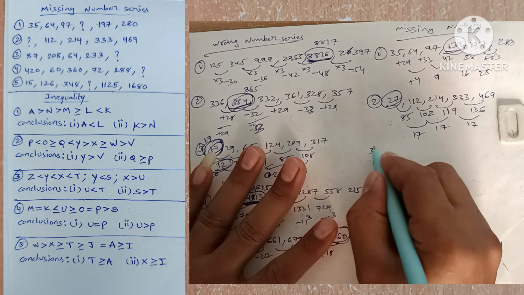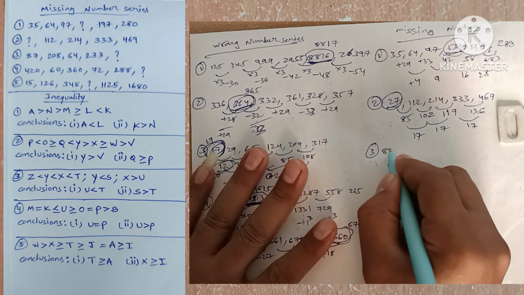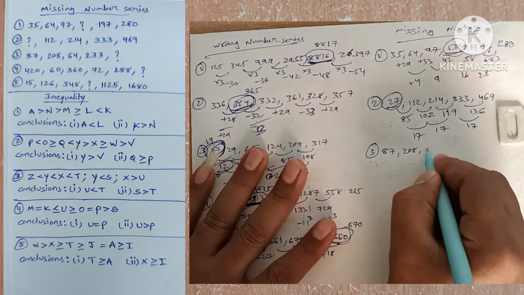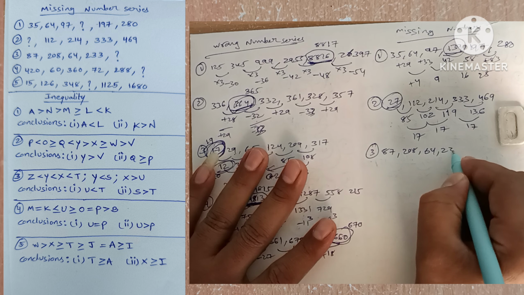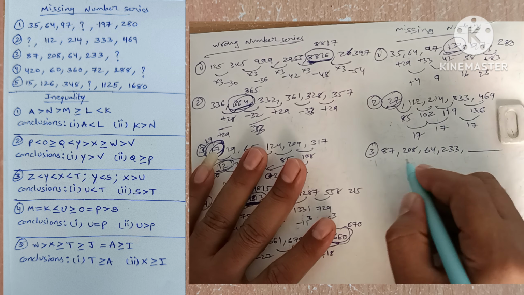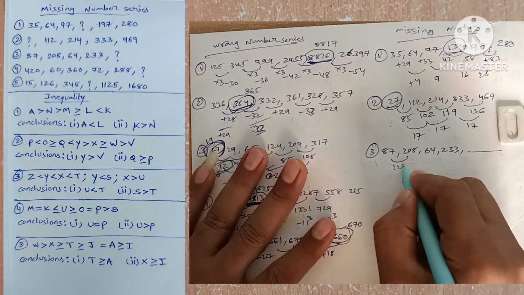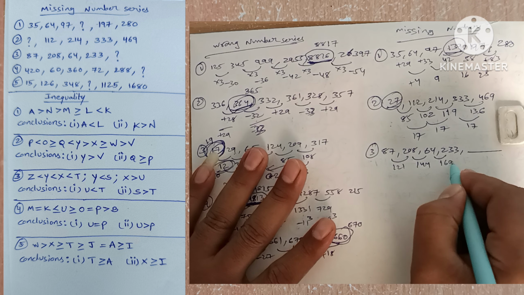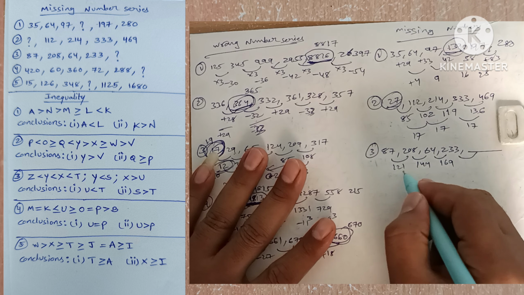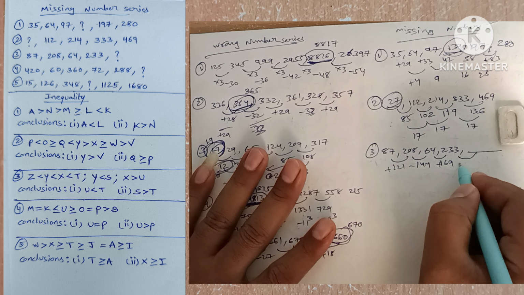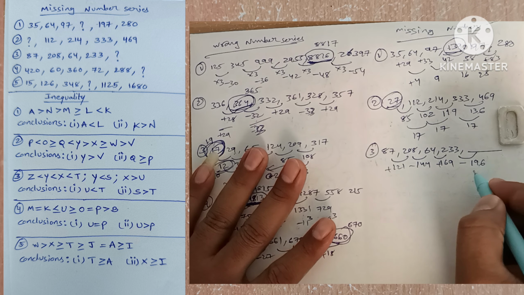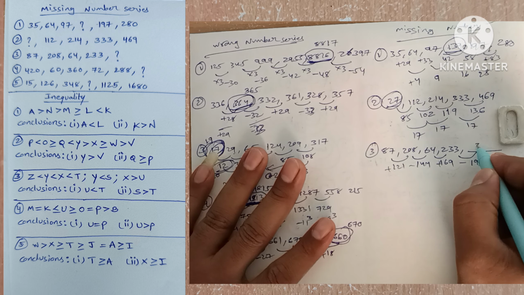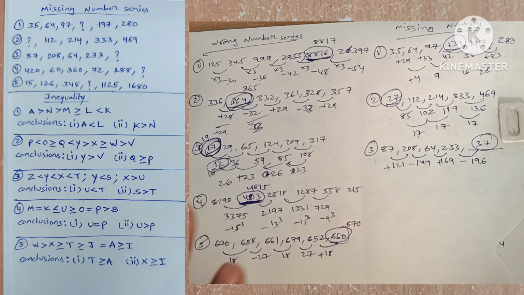Third one, 87, 208, 64, 233, dash. Here the difference is 121. Here the difference is 144. Here the difference is 169. So it must be a difference. It is positive, negative, positive. It is negative of 196. So our number is 37. This is our missing number.